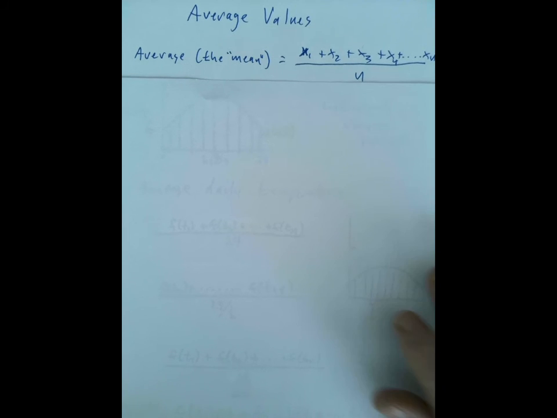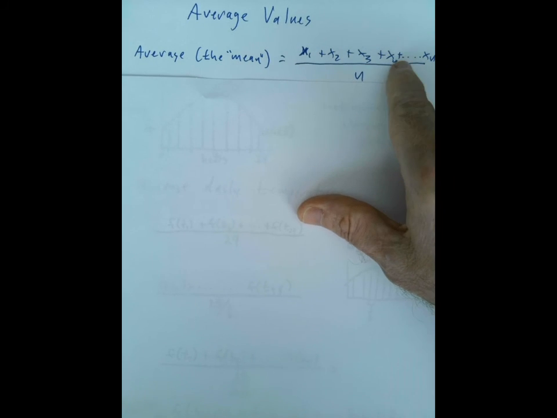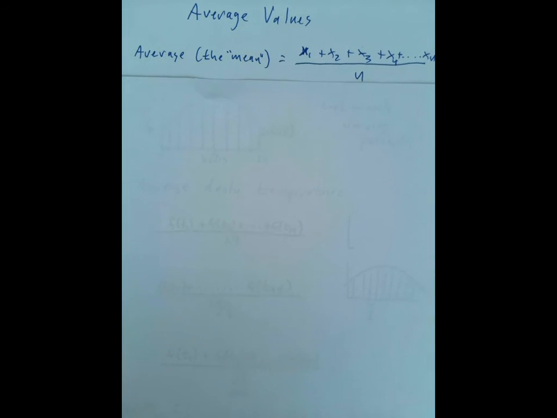We know that it's this formula here: we add up all the numbers, and we divide by the number of numbers. So if we add up 10 numbers, we divide by 10. If we add up 100 numbers, we divide by 100, right? And now that formula works great for discrete values, where we've got a list of numbers and we just want the mean of them.